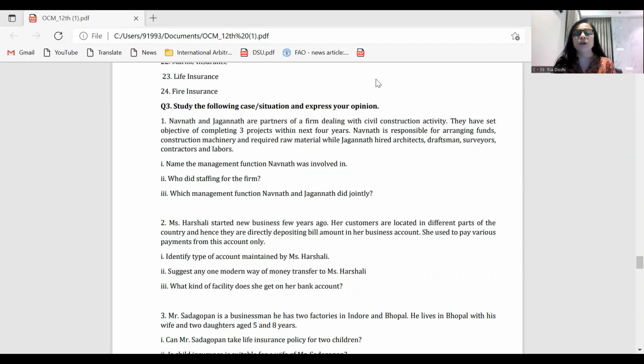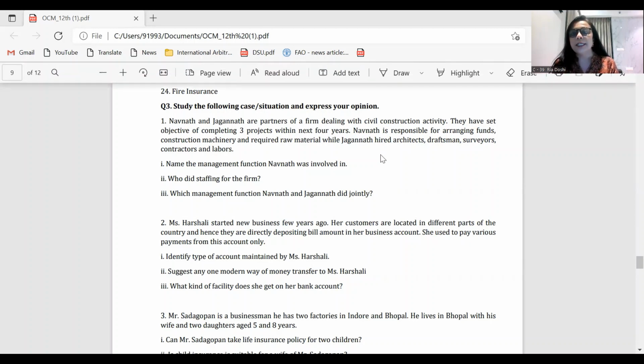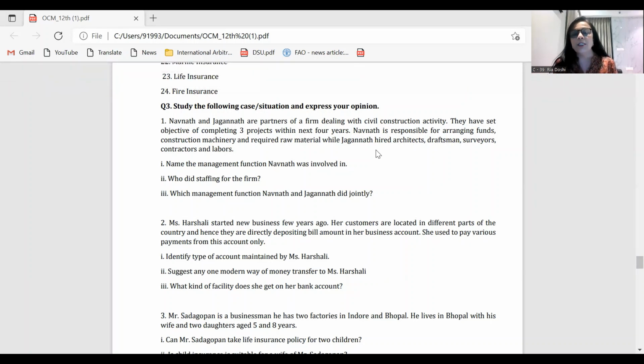This is from the chapter of functions of management as the questions appear, as well as we see here that Mr. Navnath is therefore doing the organizing function. Further, Jagannath hired architects, draftsmen, surveyors, contractors, and laborers. So he is doing the staffing function. So just after reading this, let us wait and see what are the questions they have for us.